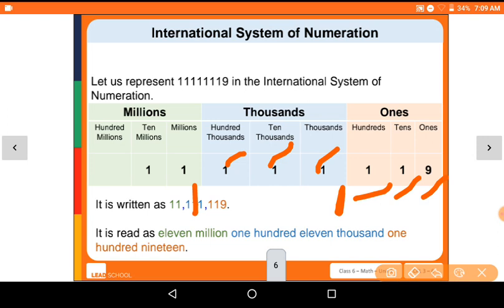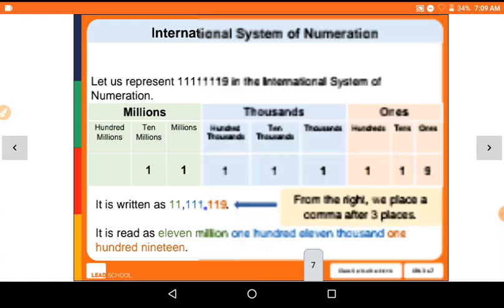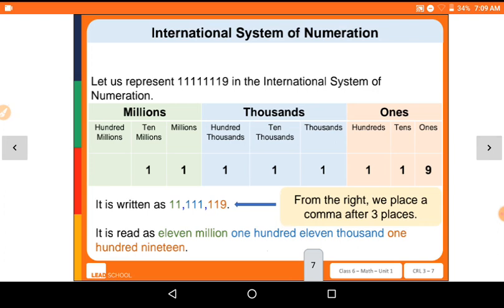आप देख सकते हो कि एक पूरा पीरियड मिलियन का है, एक पूरा पीरियड थाउजेंड का है, और एक पूरा पीरियड वंस का है। सो वी कैन पुट लाइक 11 मिलियन, 111 थाउजेंड, 119. That way we have to read it. Okay, so this is the international system, how to represent, how to put, or how to read it. So from the right we place a comma after 3 places.